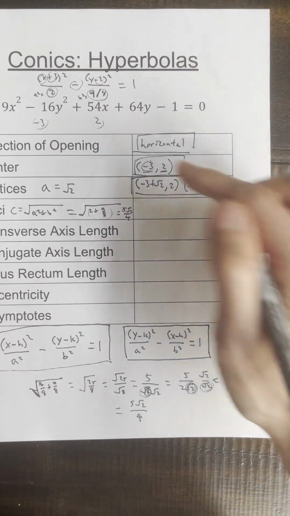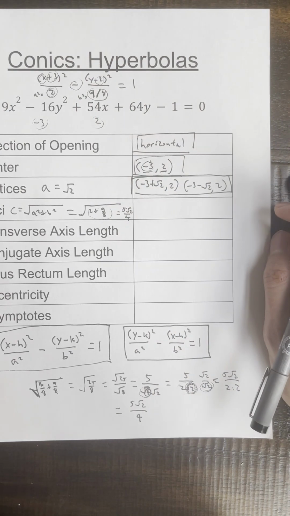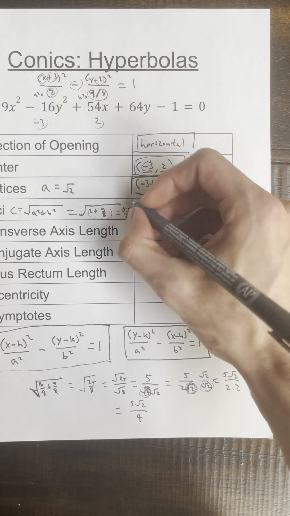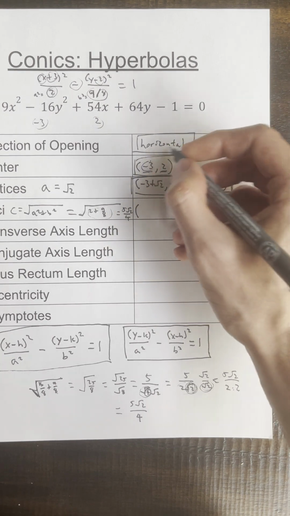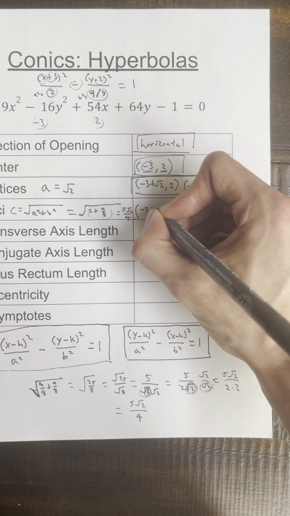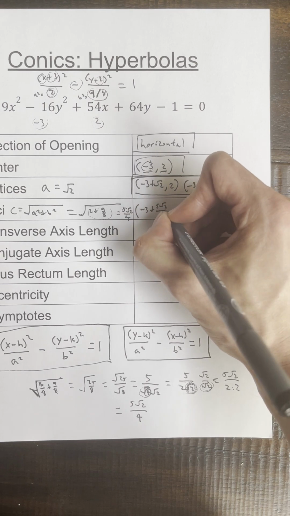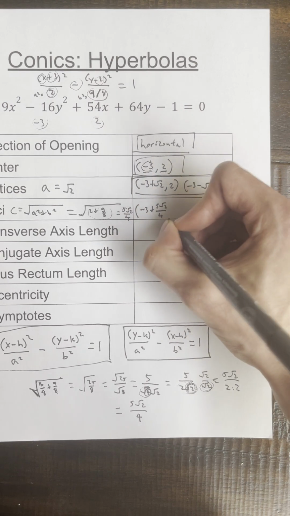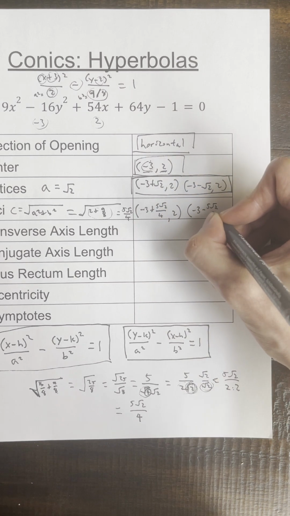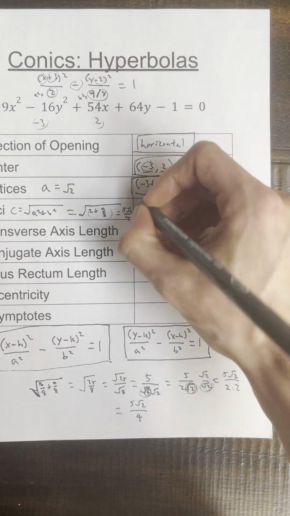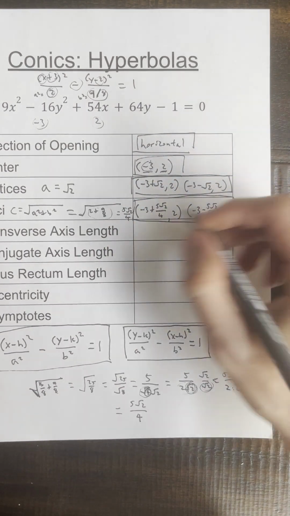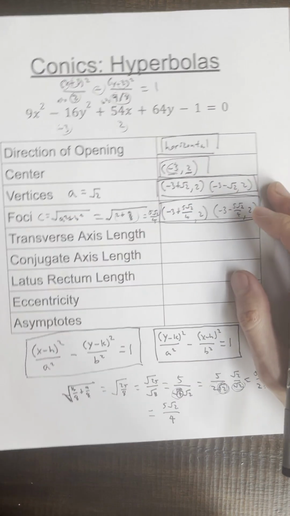Okay, and what do we need to do with c? We need to add it to h for a horizontal hyperbola. So negative 3 plus 5 root 2 over 4, 2, and we're also subtracting it. This is your answer. How do we find the transverse axis length?